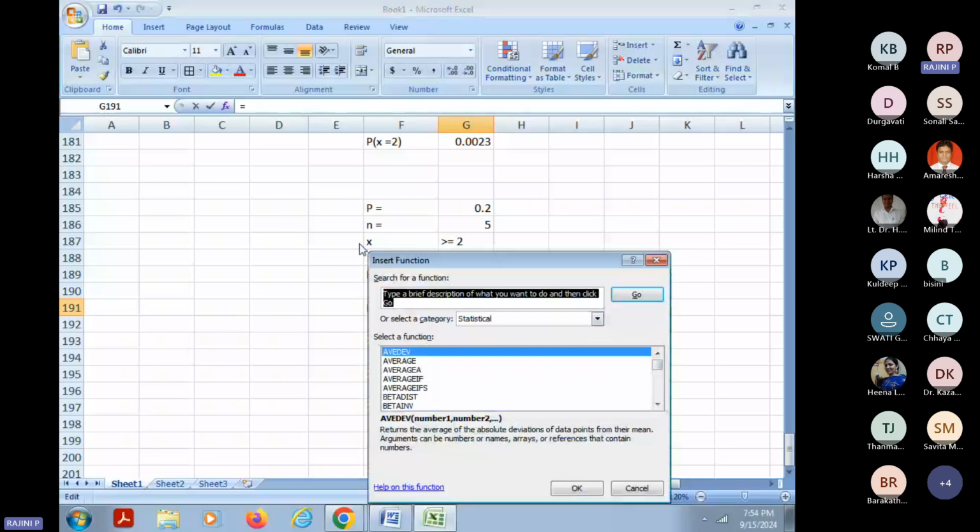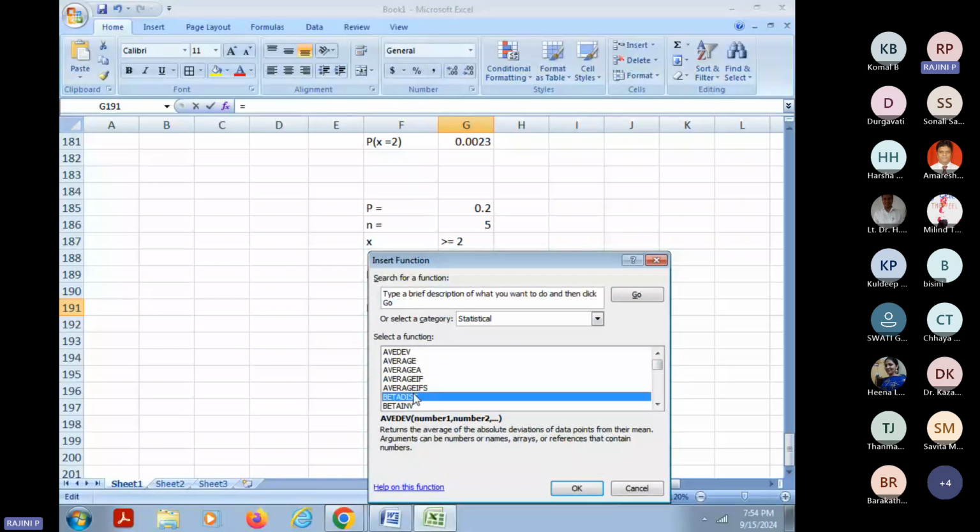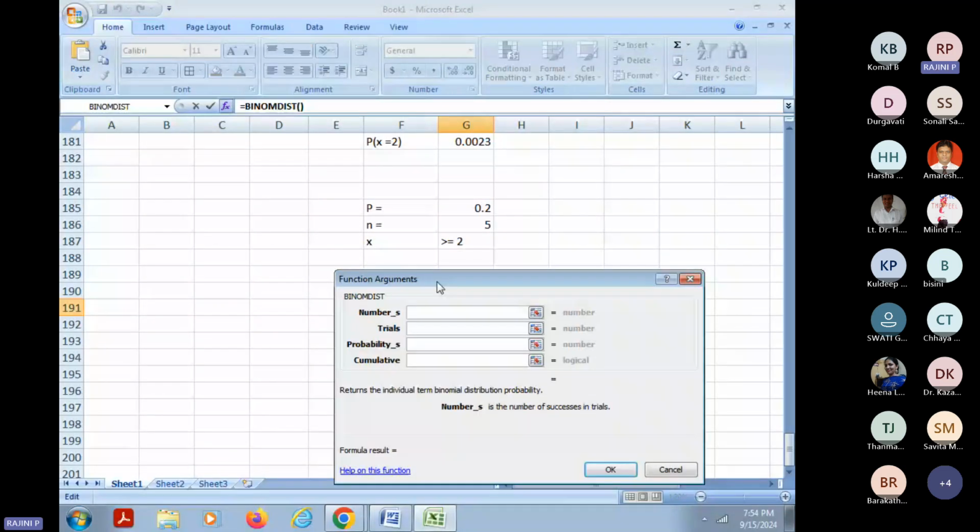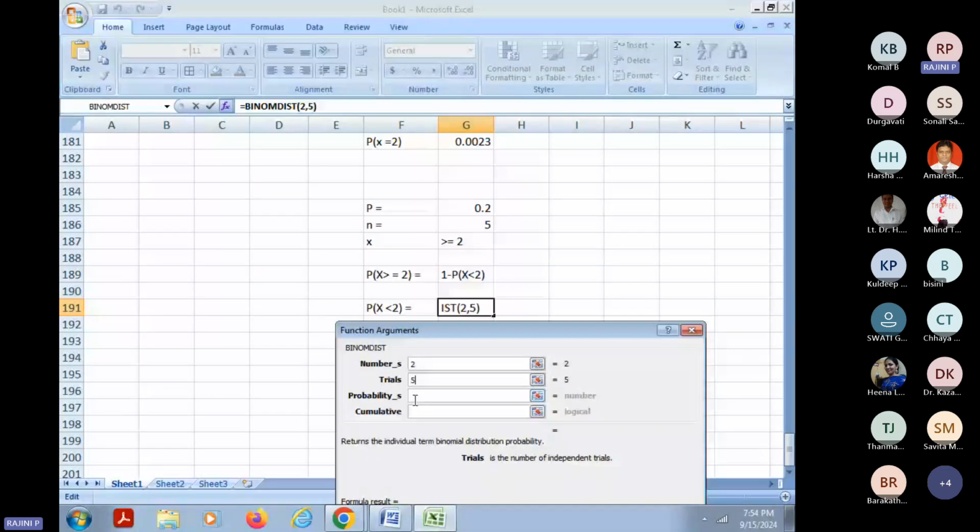Function, binom dist. Number of successes are how many? 2. And trials are how many? 5. And the probability of success is how much? 0.2, from the data we have written. And cumulative, if it is exactly at one point, we take false. But here I need less than 2. Less than 2 means we need to take 1. And here, since you need less than some value, you need to take true.